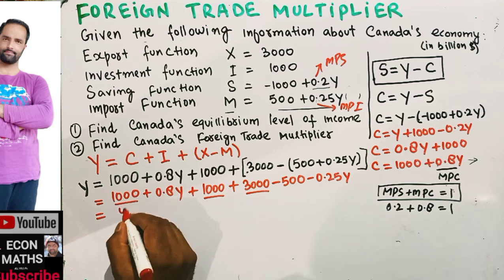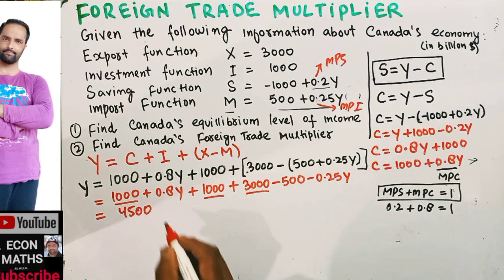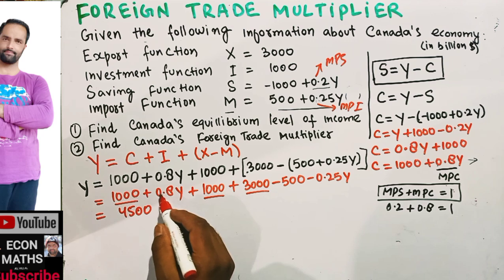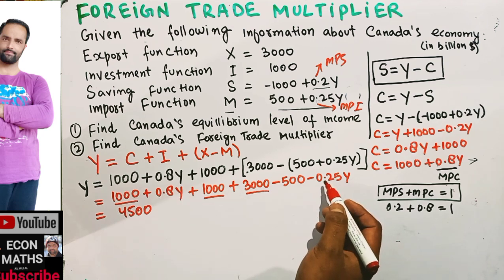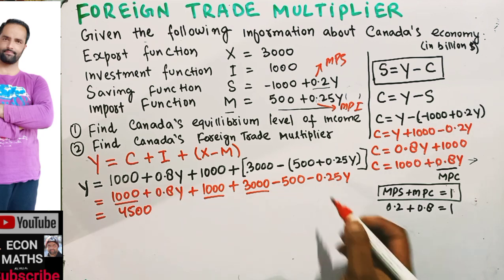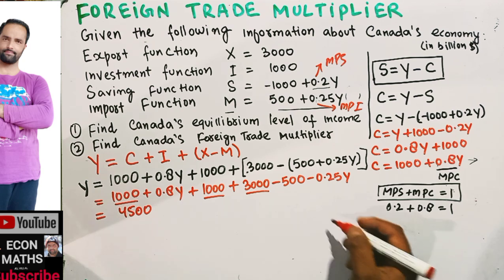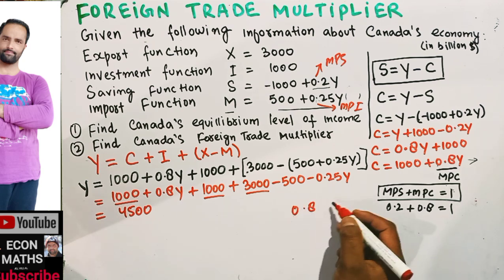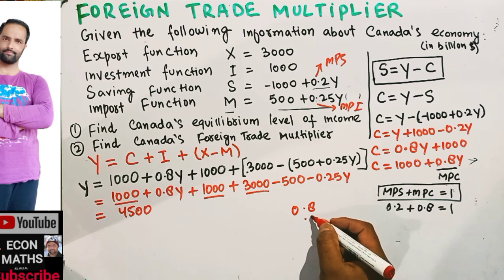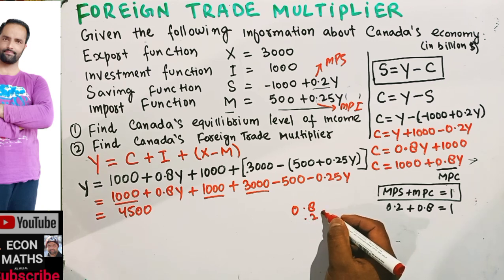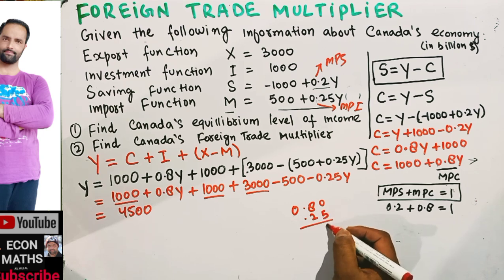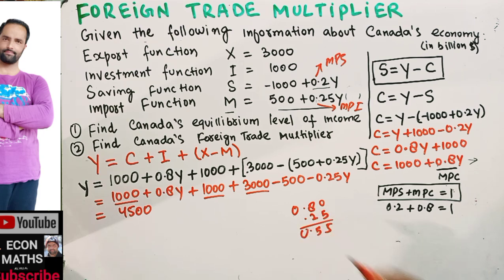So we are left with 4500. Okay, then we have 0.8y minus 0.25y. So what will this come out to be? So we have 0.8 minus 0.25. Okay, I can write it like this. We are left with 0.55.